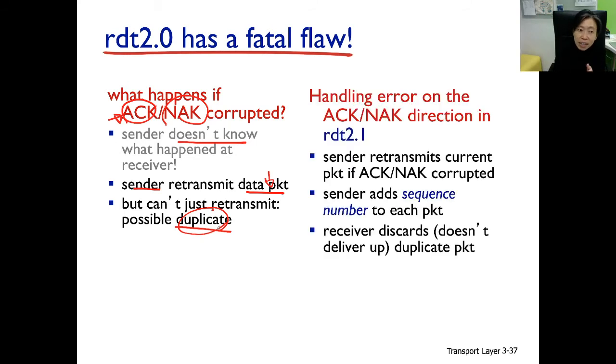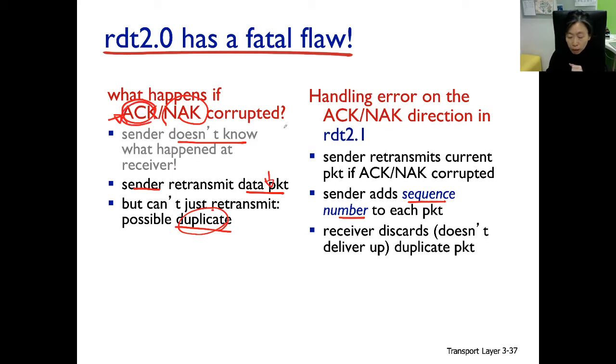So in RDT 2.1, to really seriously address the issue, we need to add a sequence number to the packet sent so that the receiver side can check the sequence number and see if the packet that has already been received earlier matches the sequence number that the receiver is receiving now. If they match, then that is very likely a duplicate from the sender, and the corrupted feedback is an ACK.